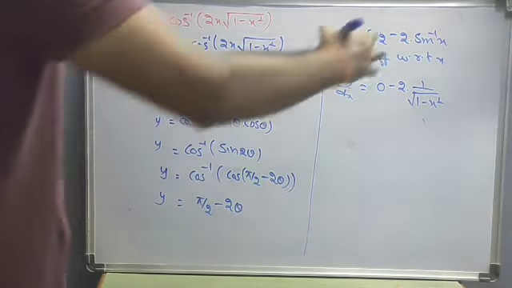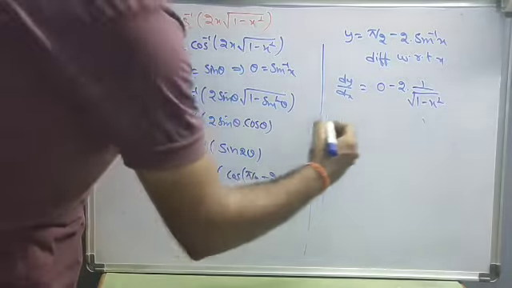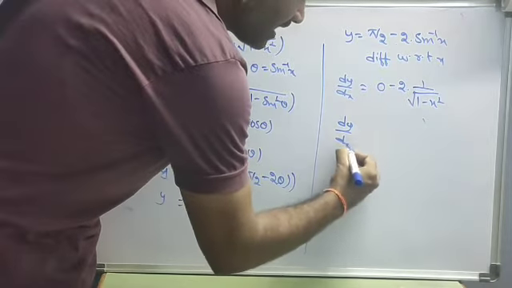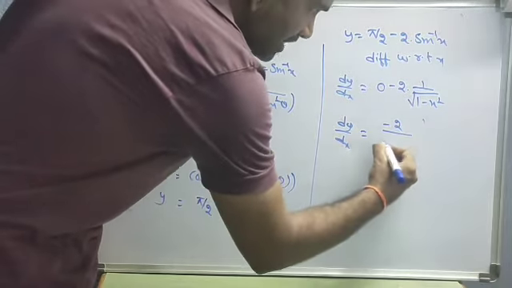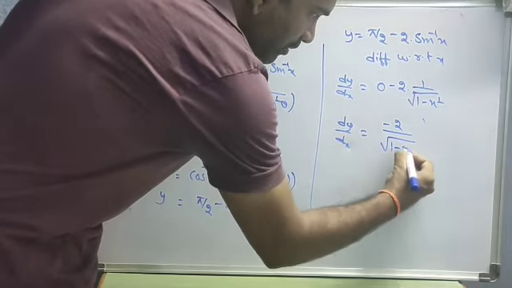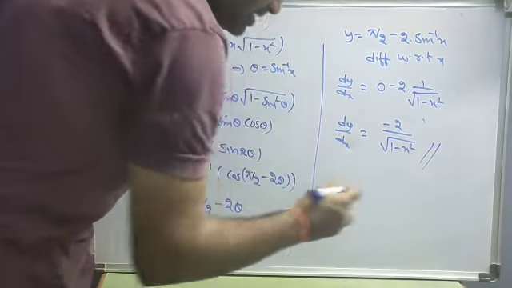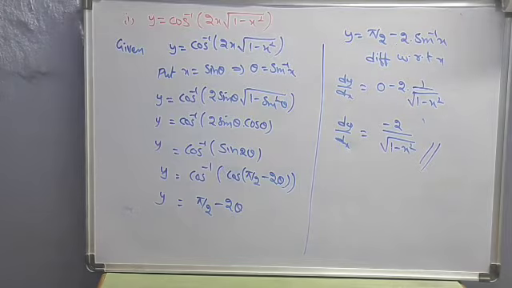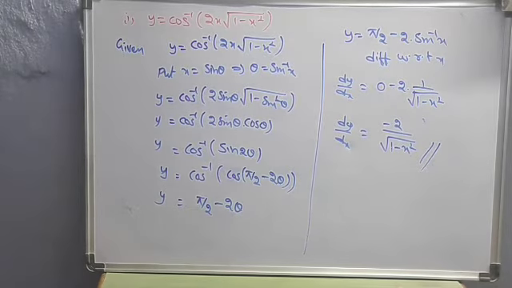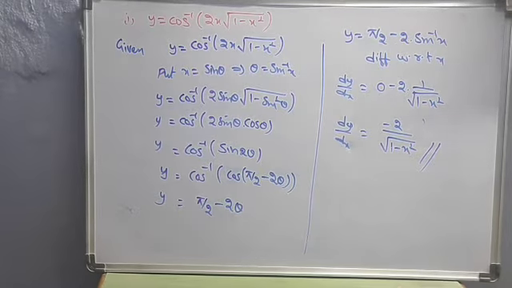Already we discussed the standard formulas. So dy by dx value, now our answer, is minus 2 by square root of 1 minus x square. So this is the differentiation value of our given problem.